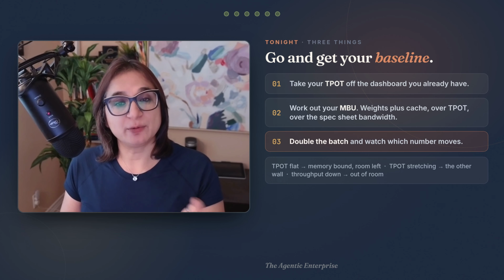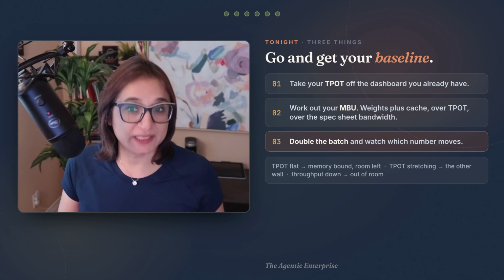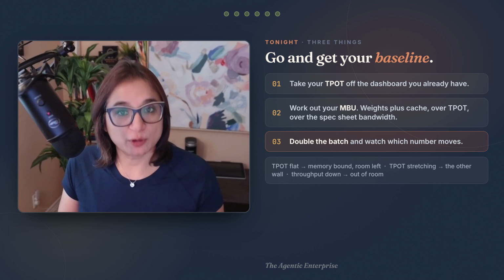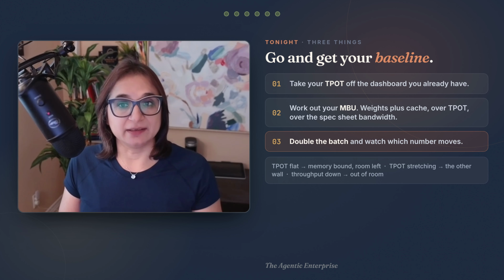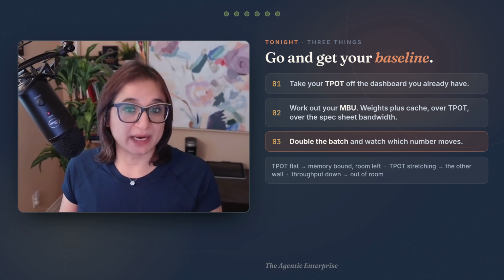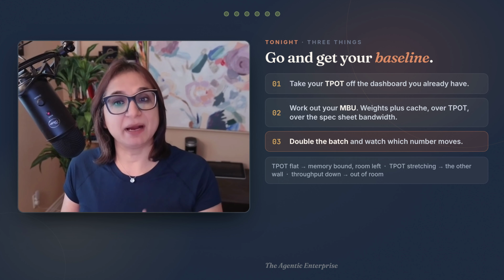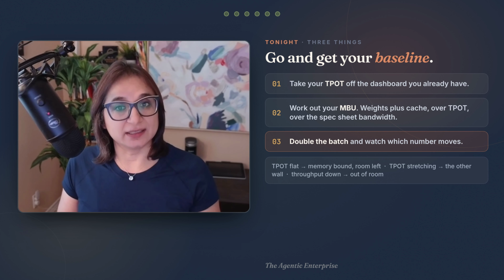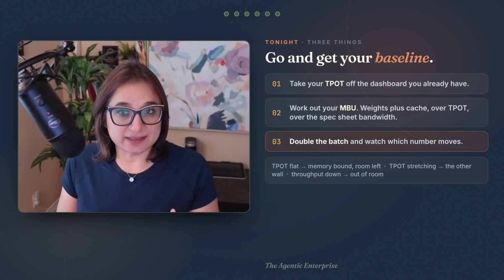And here is what I would do tonight. It is 3 things, and none of them takes long. First, take your teapot off the dashboard you already have. Second, work out your MBU with it. So your weights in bytes plus your cache, divided by that teapot, over the bandwidth on the spec sheet. And third, and this is the one that actually settles it, double your batch size and watch which number moves.